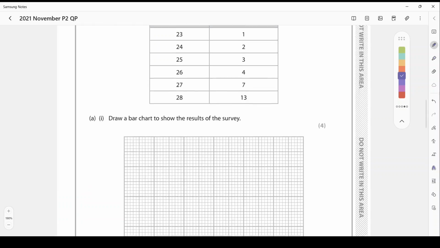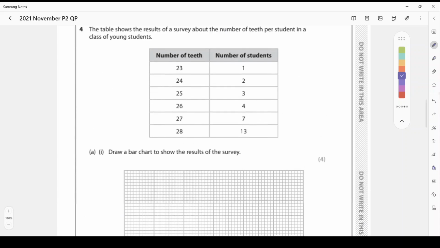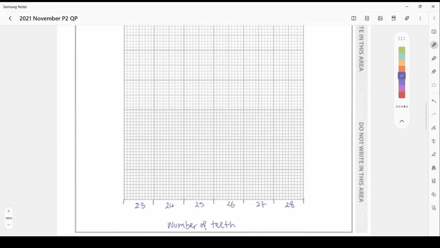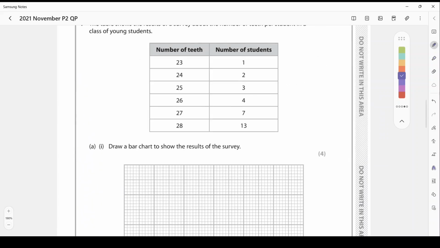So we've got 23 up until 28. So we can have 23, 24, 25, 26, 27, and 28. All right, and then the y-axis would be number of students. So the first, so it goes up until 13.